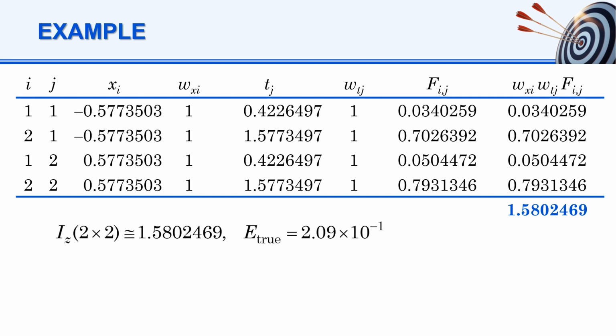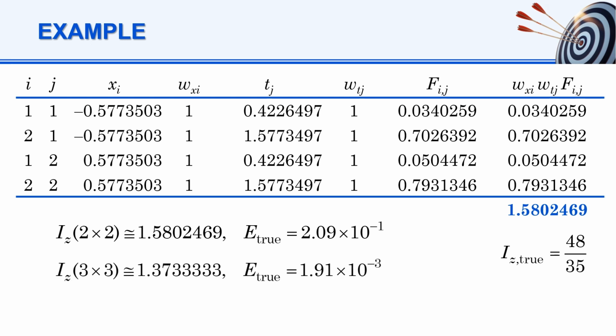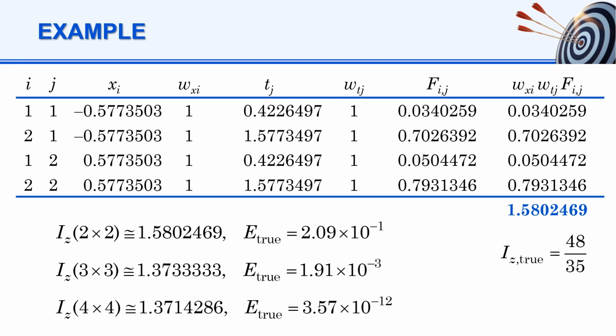The true value of this problem is 48 over 35. The true error of this estimate, denoted as I_{2,2}, is 2.09 times 10 to the -1. When using three-point Gauss-Legendre quadrature in both integrals, the true error of the estimate is 1.91 times 10 to the -3. When using four-point Gauss-Legendre quadrature, the true error of the estimate is 3.57 times 10 to the -12. This error is due to rounding and should normally be 0.